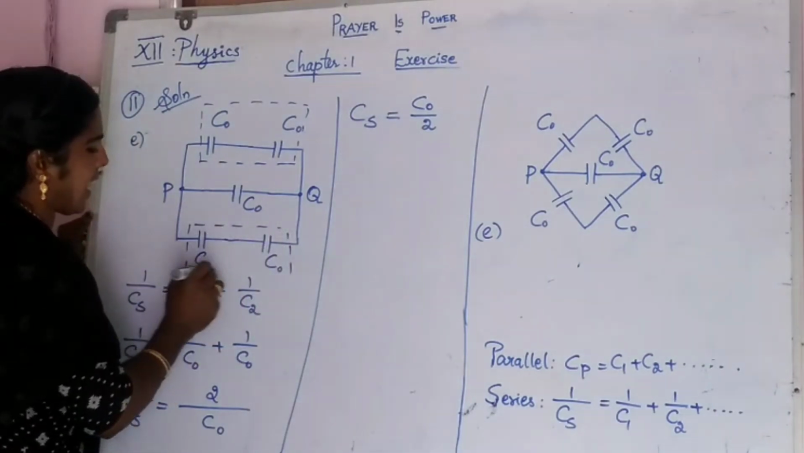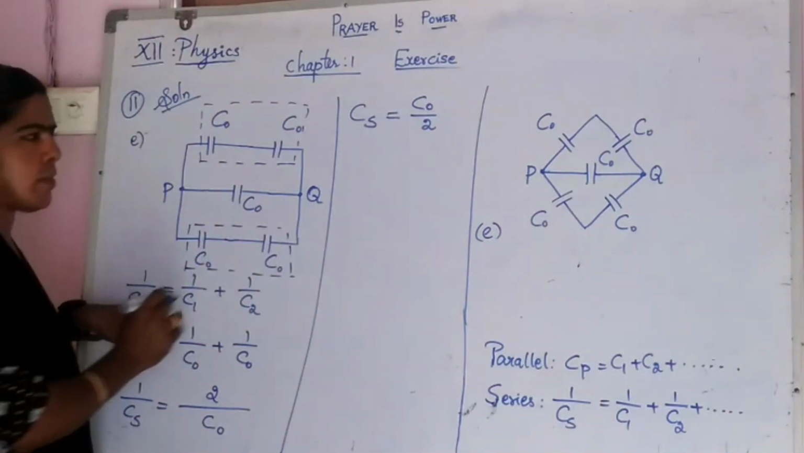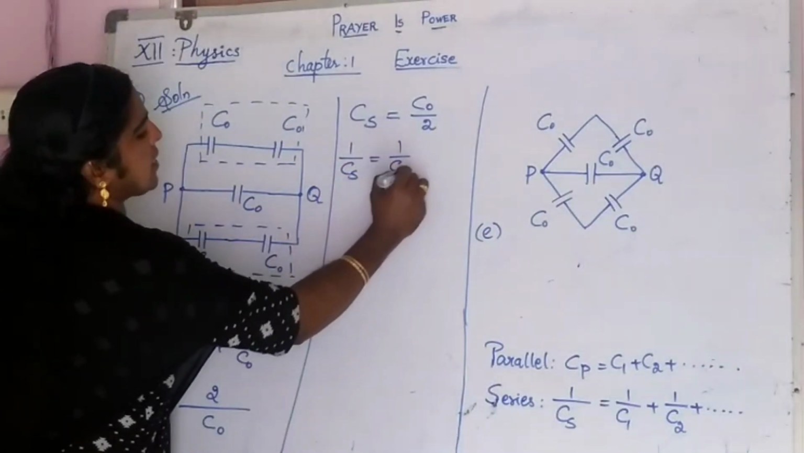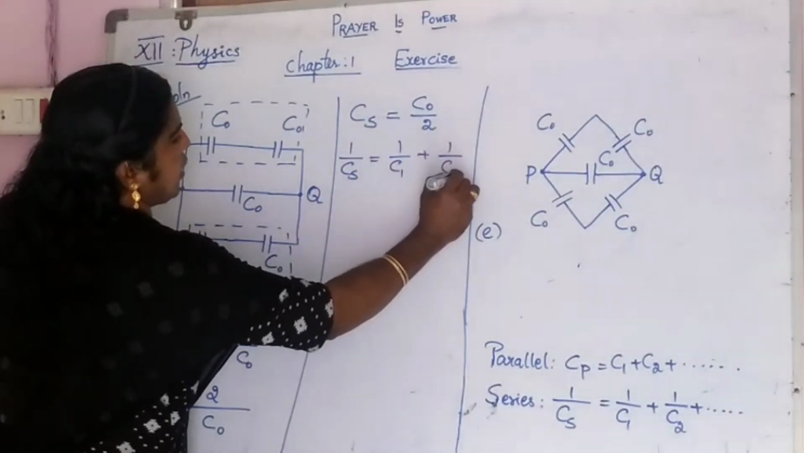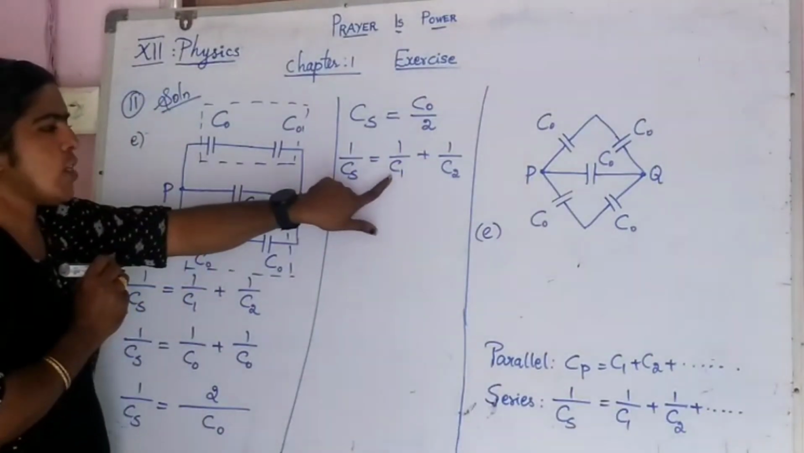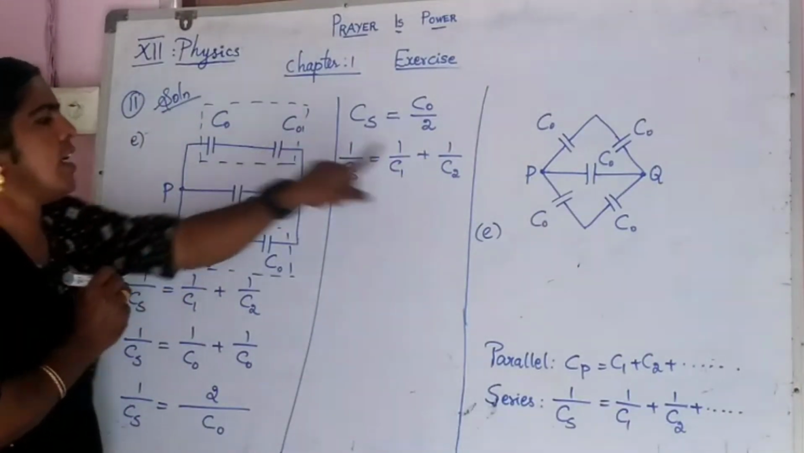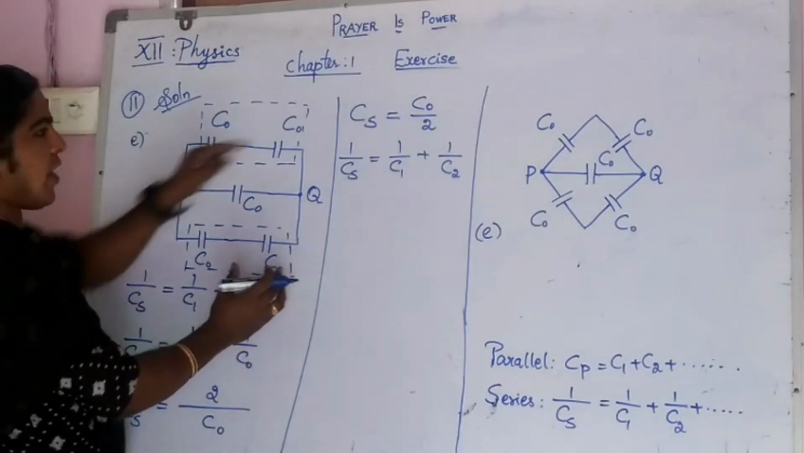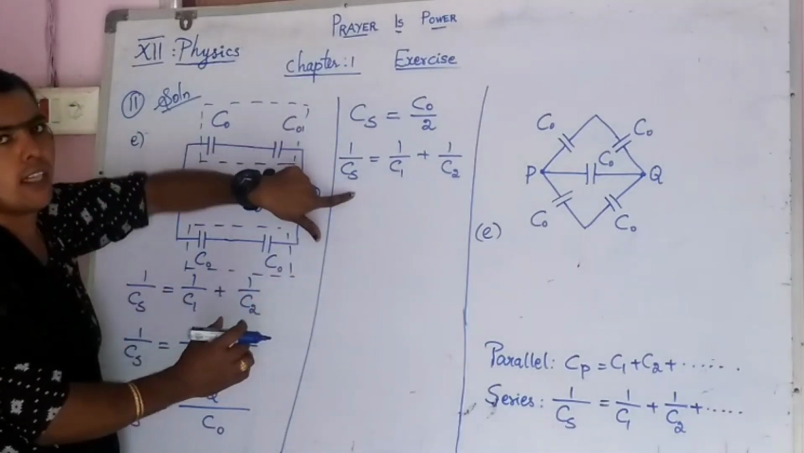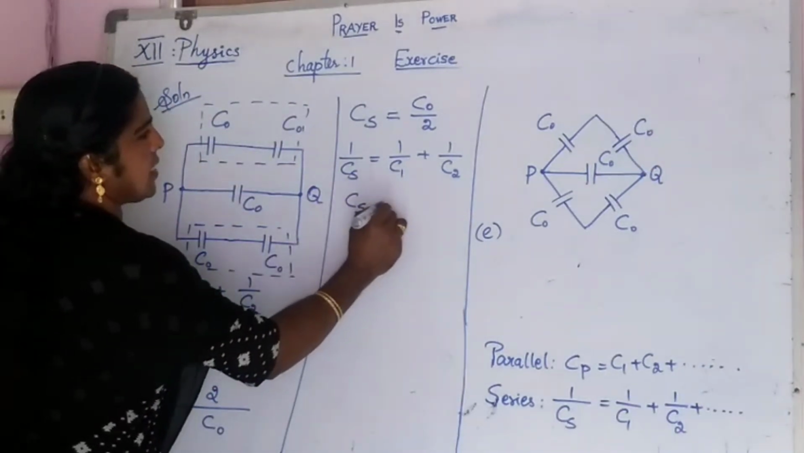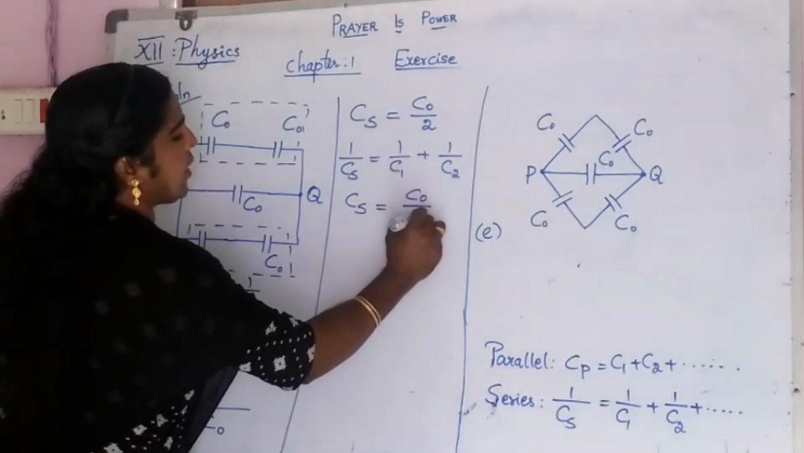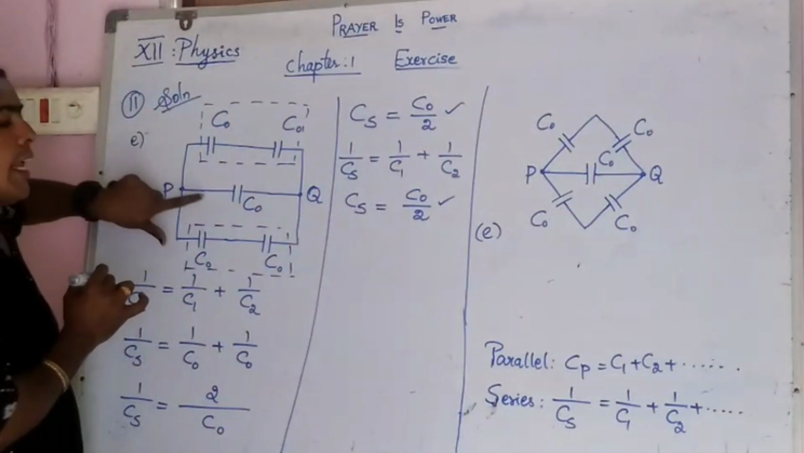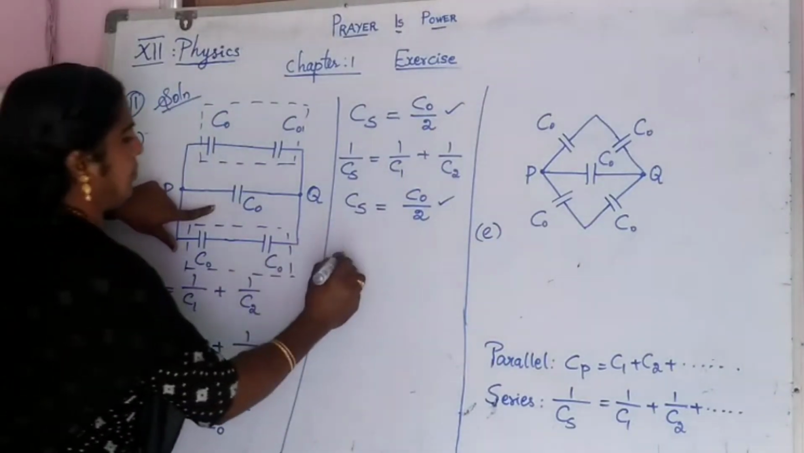This also is series. Again we are using the same series formula. 1 by Cs is equal to 1 by C1 plus 1 by C2. Here also the C1 value is C0, C2 value also C0, same as the first set. So we can replace the same value for the second set. Cs is equal to C0 by 2. By using these two series answers, redraw this circuit.